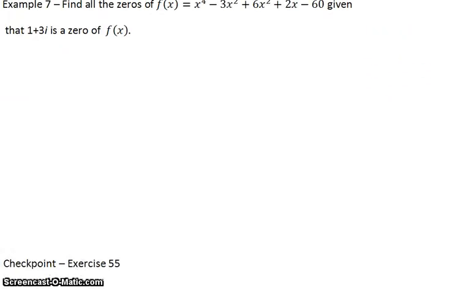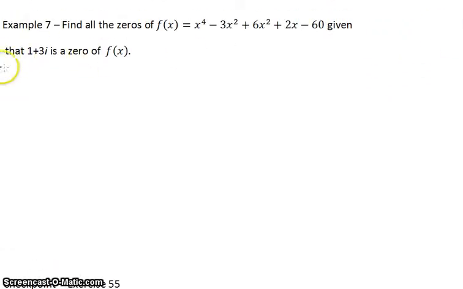So now we have another problem, and this is going to require a little bit of work, but we know one of the zeros. Okay? So we're trying to find all the zeros if this is a 0. If we're going to try and find rational zeros, we'd have to list all the factors of 60 divided by 1. And all of them divided by -1. So that would take a long time to test.